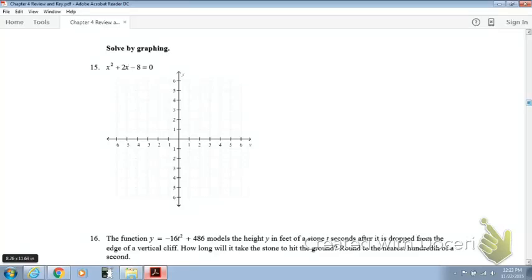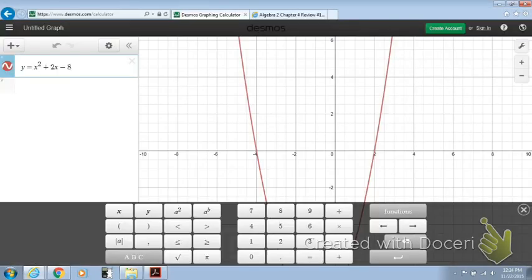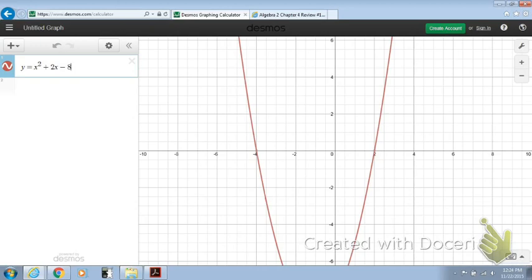Okay, on number 14 we're going to solve by graphing. We just want to graph the equation. I would probably use Desmos just to graph this and then show me a picture of it. Okay, so I've put it in Desmos and you can see what the graph looks like. You might need to make it a little bit smaller to see the whole thing.